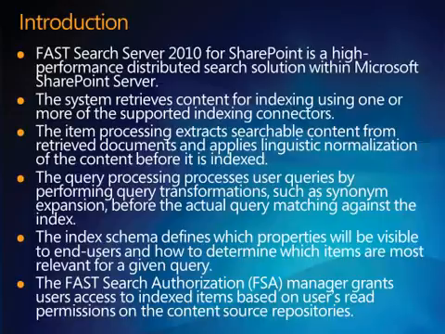The query processing processes user queries by performing query transformations such as synonym expansion before the actual query matching against the index. The query matching service retrieves the relevant items that match a query and returns these items as a query hit list. The query hit list consists of references to the original items, the titles, and other properties of the items. The index schema defines which properties will be visible to the end users and how to determine which items are most relevant for a given query.